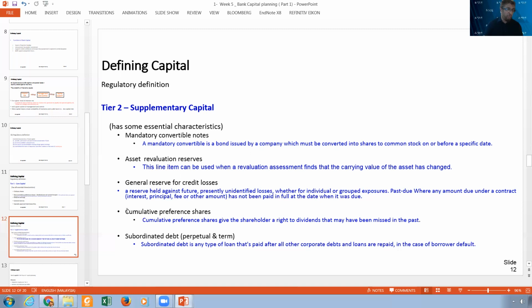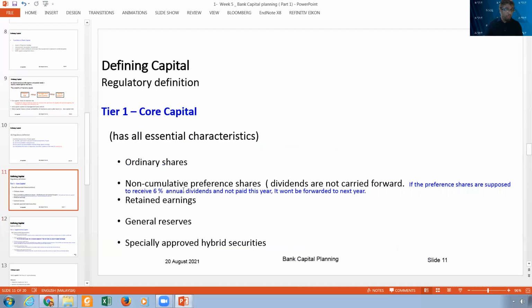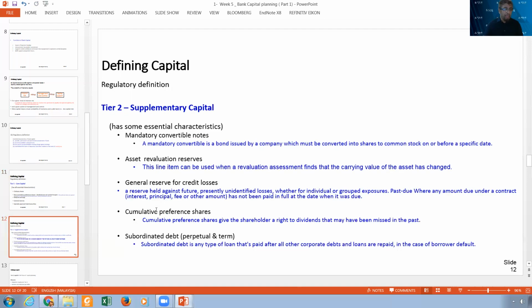Now, I already explained what is the non-cumulative, which is in tier 1: non-cumulative preferred shares. This one, which I don't have to pay, is different. It is a preference share, but if I don't pay this year 6%, I have to pay next year 12, the third year 18. So actually it becomes like a debt. We call it preference shares, but it becomes like a debt because those commitments are carried forward, which means there is a commitment for it.